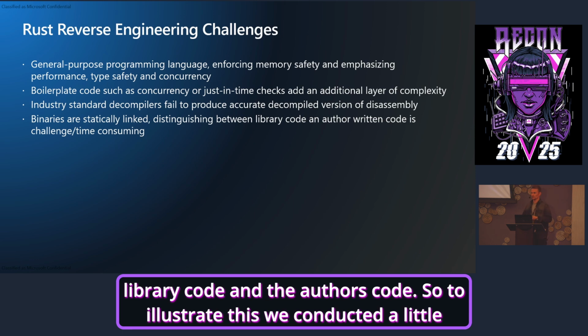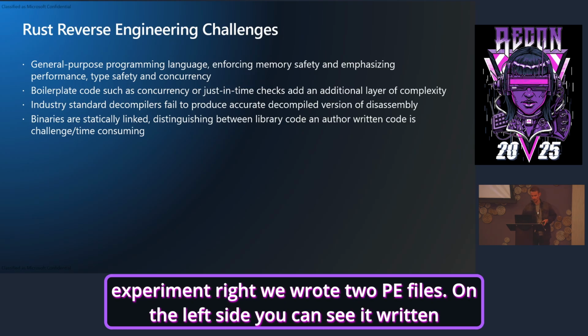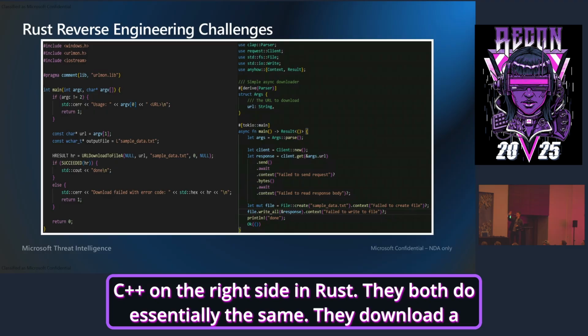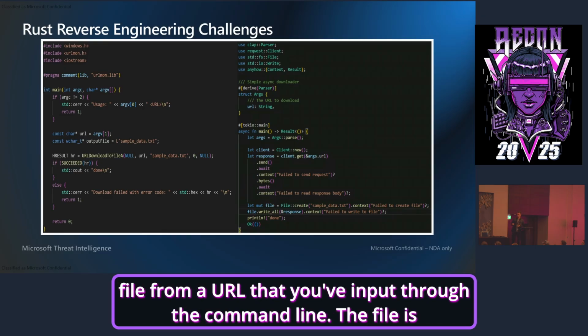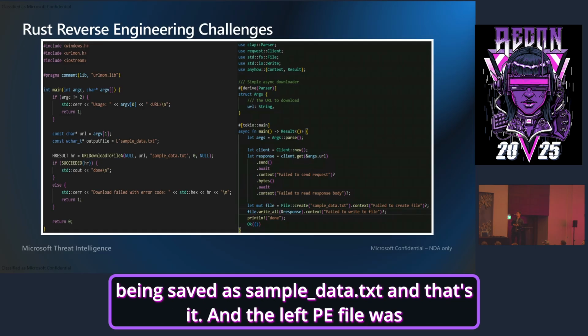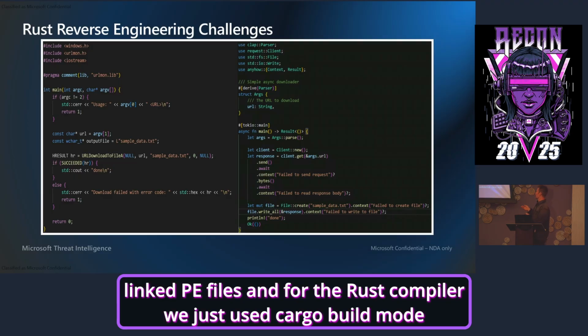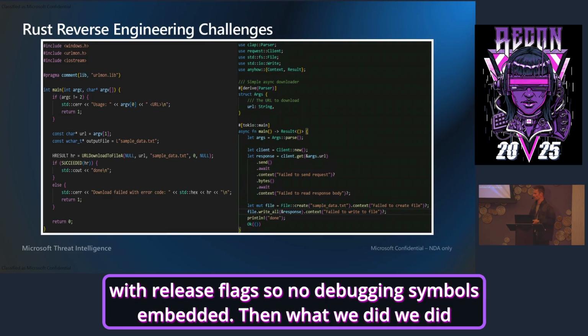So to illustrate this, we conducted a little experiment, right? We wrote 2 PE files. On the left side, you can see it written in C++. On the right side, in Rust. They both do essentially the same thing. They download a file from a URL that you input through the command line. The file is being saved as sample_data.txt, and that's it. And the left PE file was linked dynamically. So, in Windows, we usually deal with dynamically linked PE files. And for the Rust compiler, we just used cargo build with the release flag, so no debugging symbols embedded.